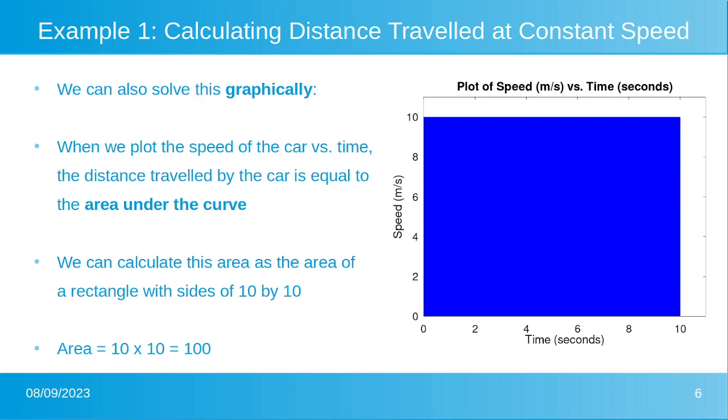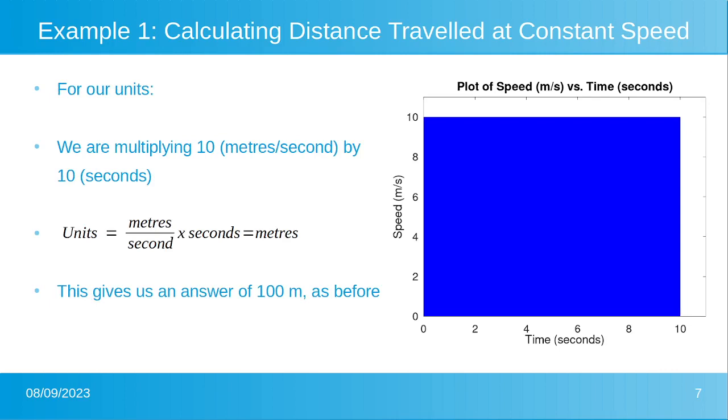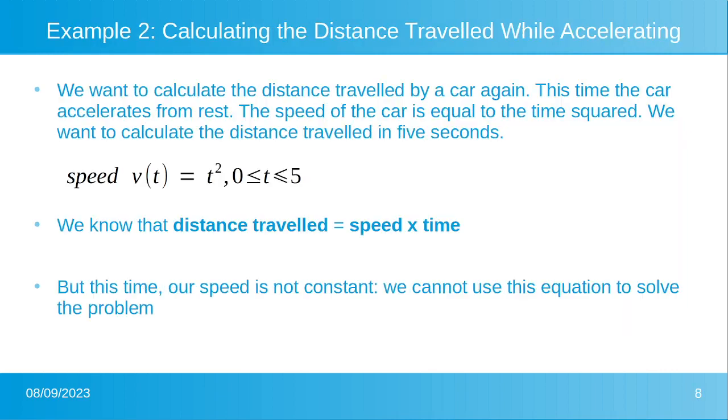Now we can calculate this area as the area of a rectangle with sides of 10 by 10. The area is equal to 10 by 10, which is equal to 100. For our units, we're multiplying 10 meters per second by 10 seconds. So the seconds cancel above and below the line, giving us units of meters. This gives us an answer of 100 meters as before. In our second example now, we're going to expand on this idea.